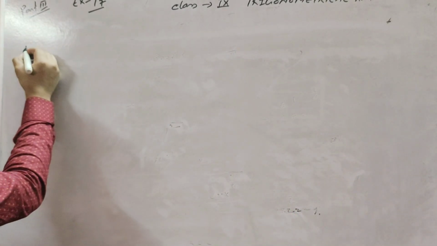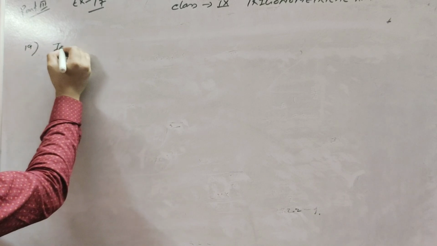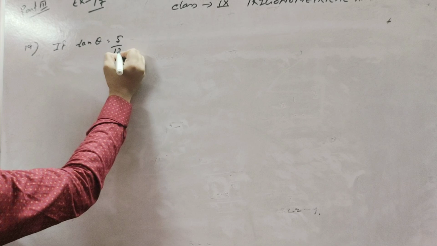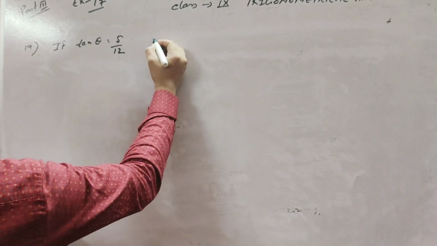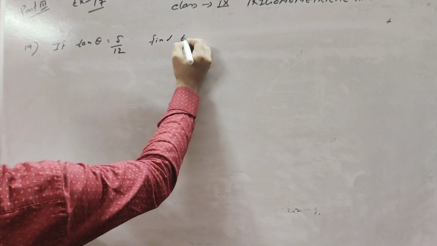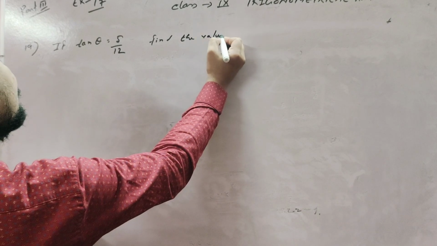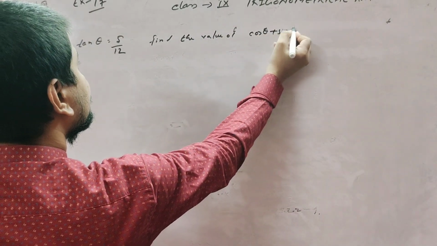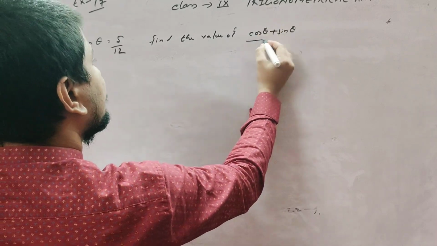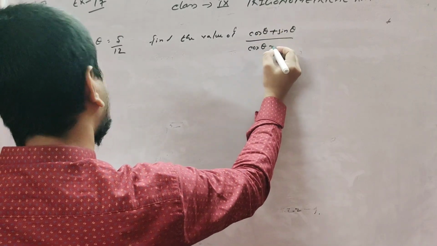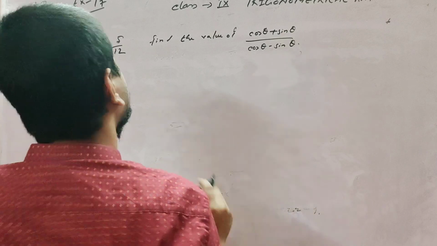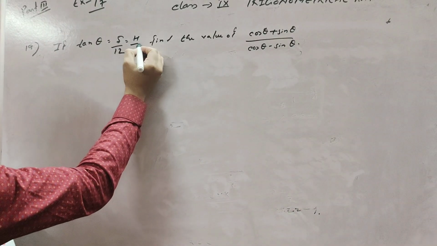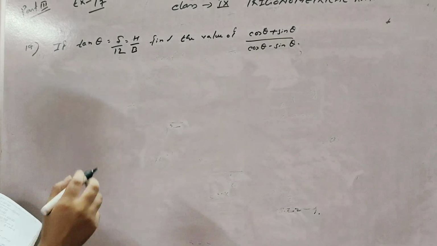Now question number 19. If tan theta is 5 by 12, find the value of (cos theta plus sin theta) by (cos theta minus sin theta). So first of all, we know that tan is height by base. Formula: tan theta is height by base.